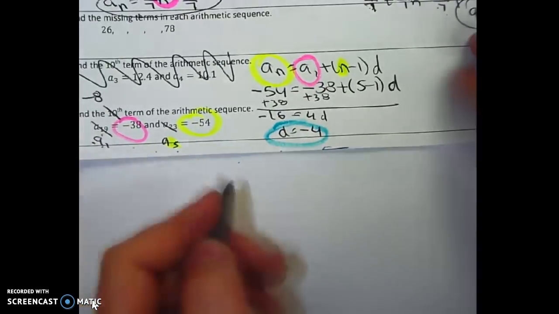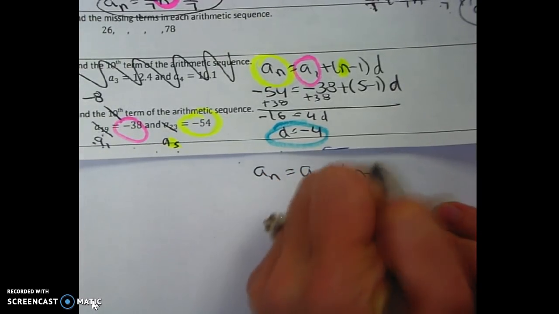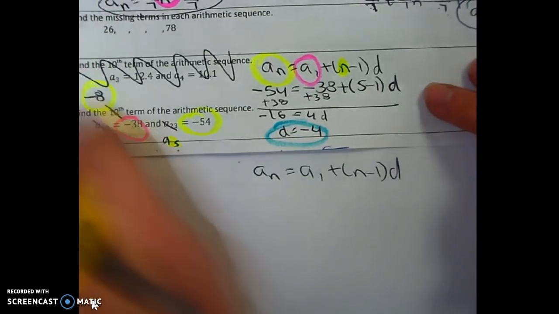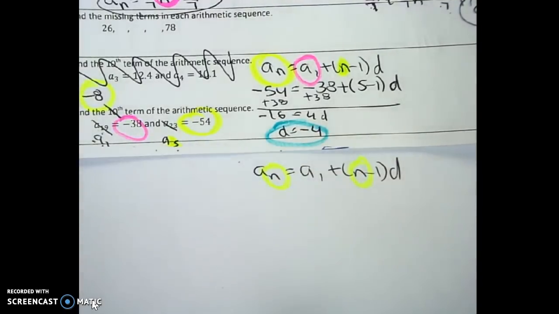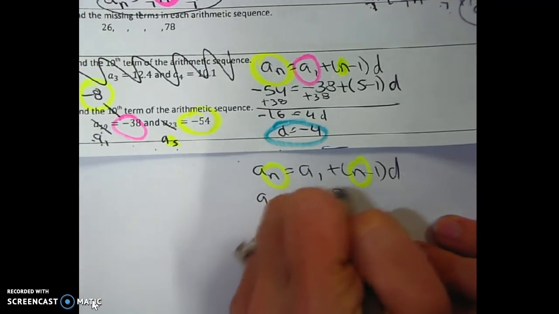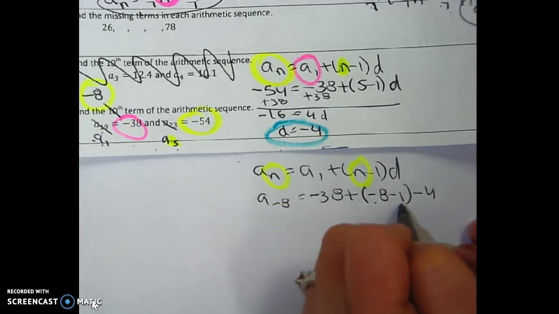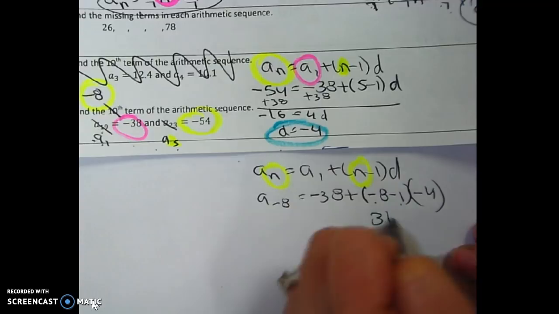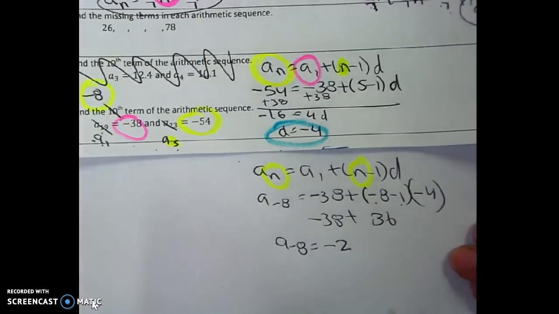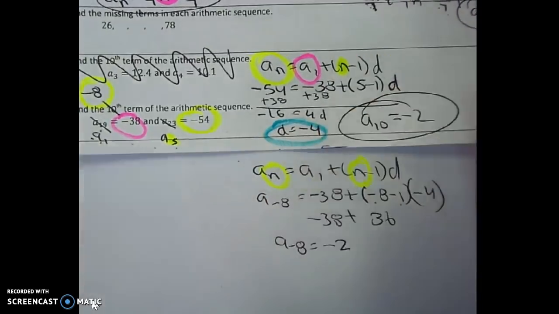So I'm actually going to lower it here, and I'm going to rewrite, because I think it's easier to see it vertically. Rewrite the formula so I don't have to look up. I'm finding my fake negative 8th term. So I'm going to go a sub negative 8 with my fake first term. Negative 8 minus 1 times negative 4. Negative 8 minus 1 is negative 9 times negative 4 is 36. So my fake 8th term is negative 2, which really means my 10th term, which is what the original question asked, is negative 2.